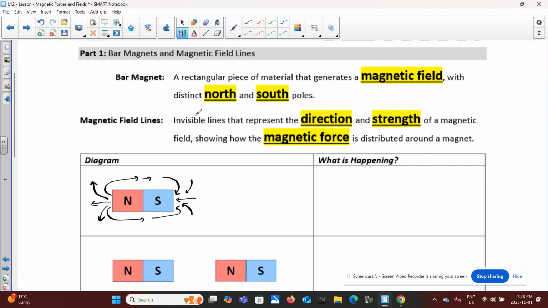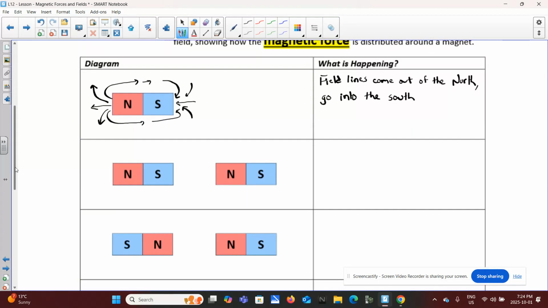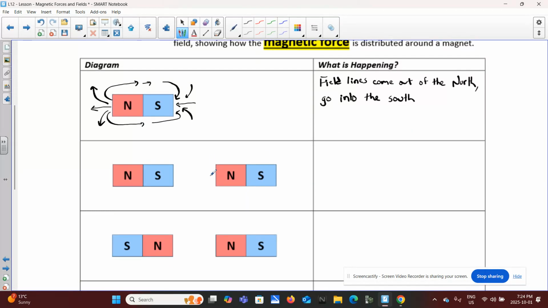Okay, so what is happening? Well, we have field lines that come out of the north, and they go into the south. So what happens here? Well, my field line is going to come out of the north and go into the south. So out of the north, into the south.